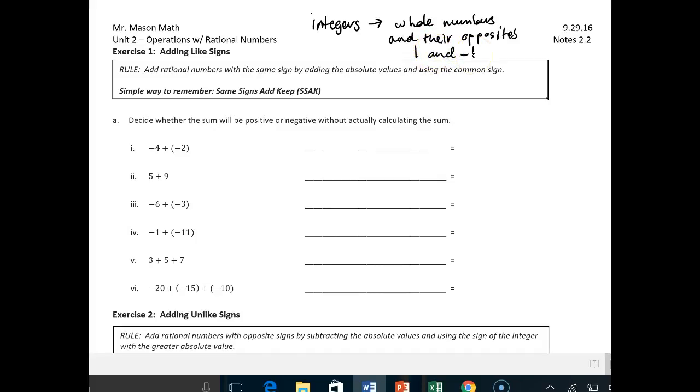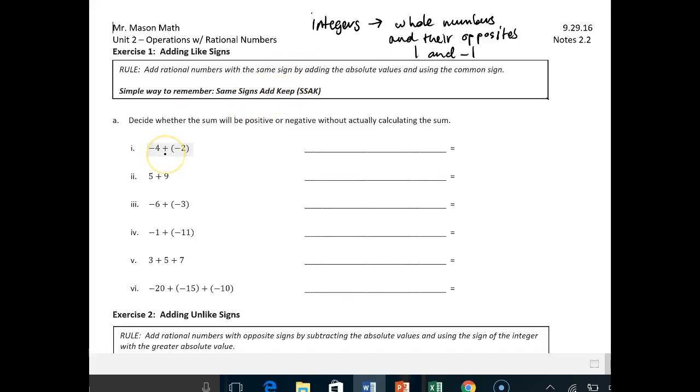There are a couple of rules that we can use to add integers, and they're very simple. We just remember a couple of quick acronyms. Rule number 1: to add rational numbers with the same sign, add the absolute values and use a common sign. Now that's a really fancy way of saying the simple way to remember it is same signs, you add them and keep the sign.